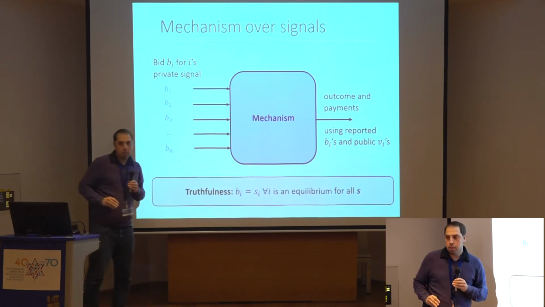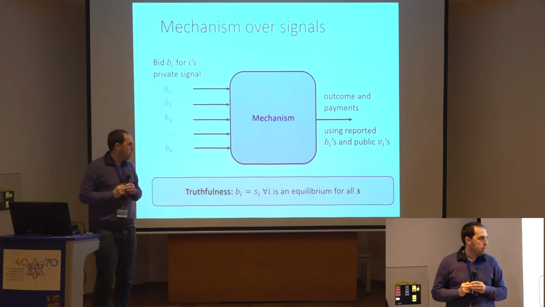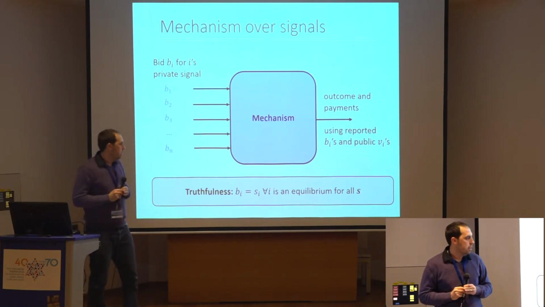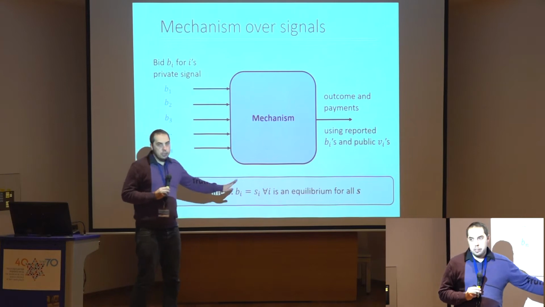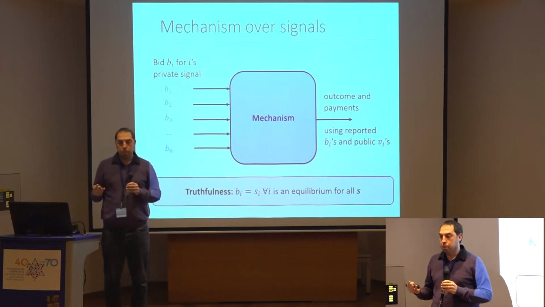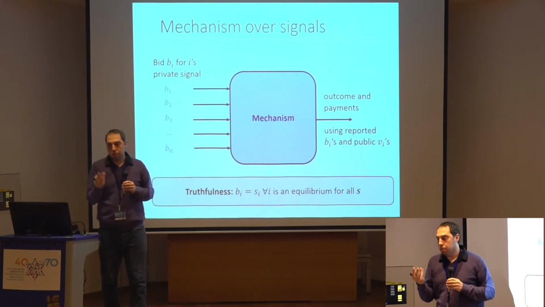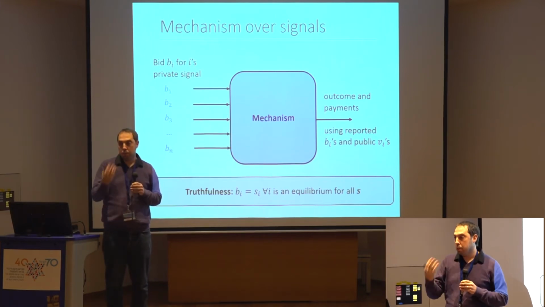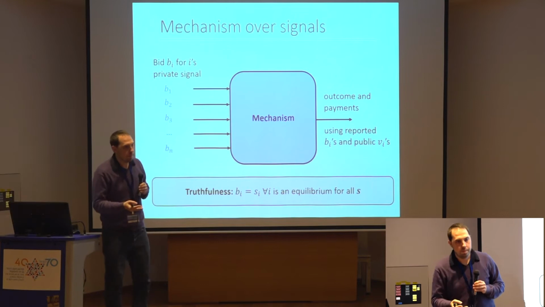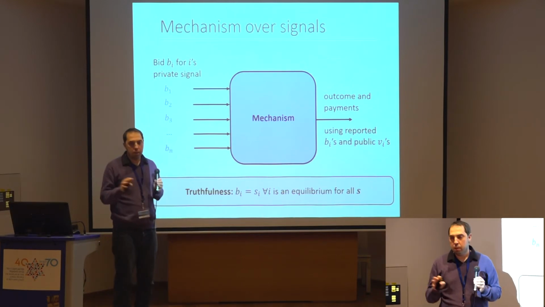And when I talk about truthfulness in this talk, I'll talk about something we call ex post IC, which means that bidding the true signal is a Nash equilibrium. Which means that if everybody else bids the true signal, my best response is to bid my true signal. Any questions about the model so far?